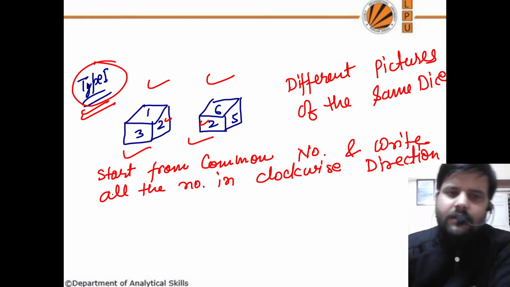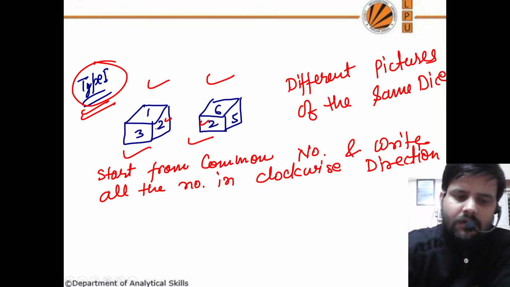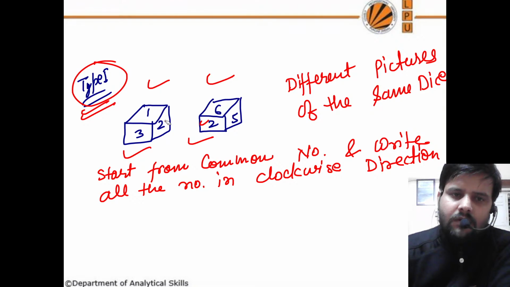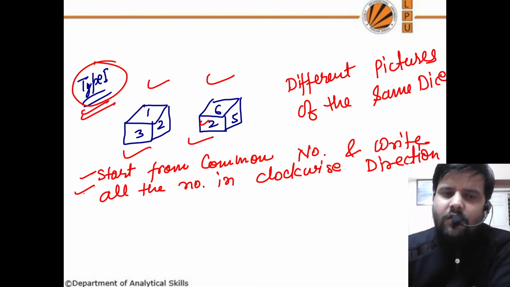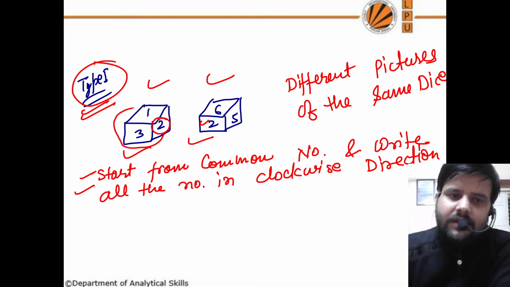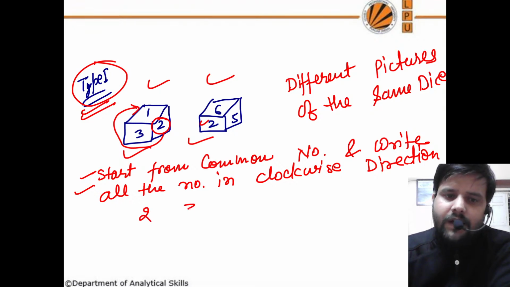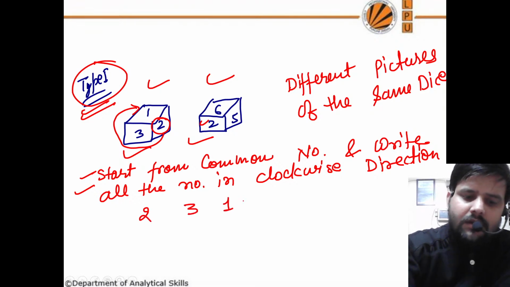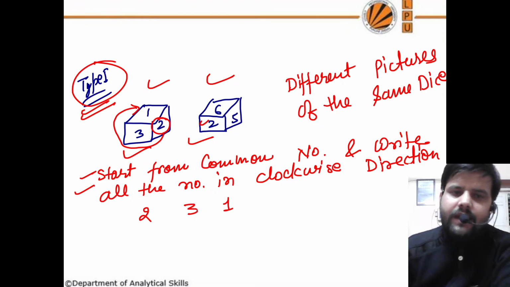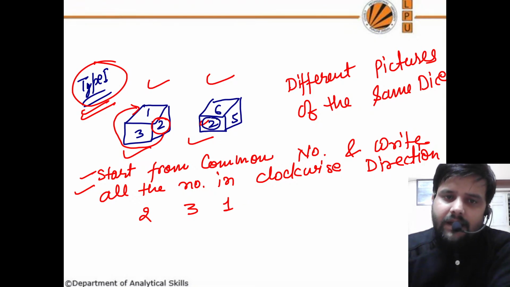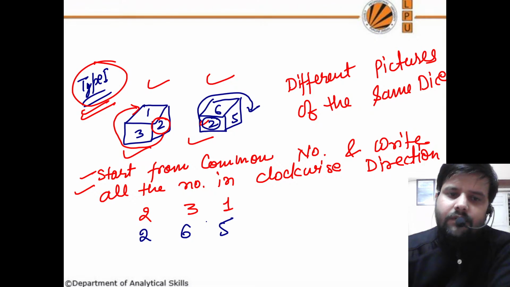Getting my point? Now let's see here. The common number here in both the cases is 2. Here also it is 2. Done. So now what I have written: I'll start from the common number and write everything in the clockwise direction. Starting from 2, in the clockwise direction, I write 2, 3 and 1. Now in the second case, I'll start again from 2 and write everything in the clockwise direction. So it will be 2, 6 and 5.